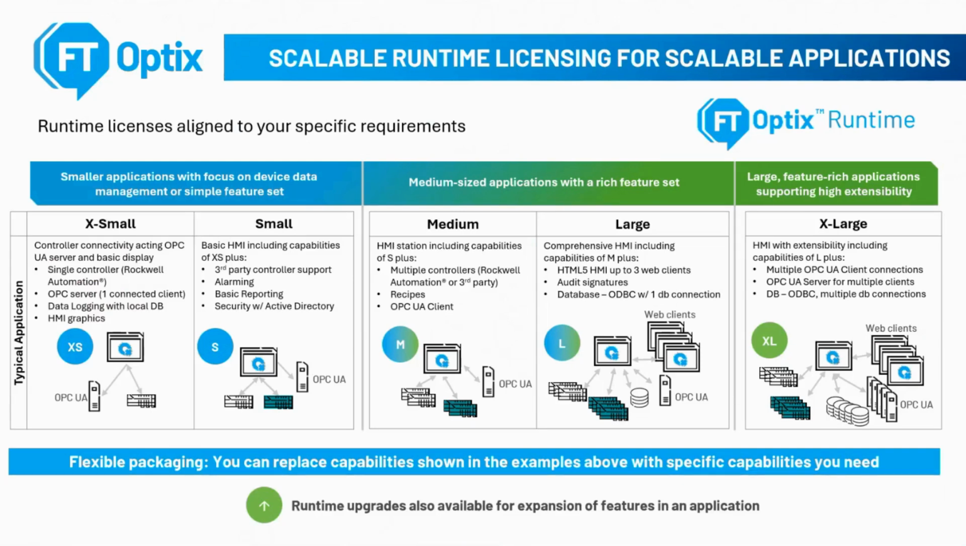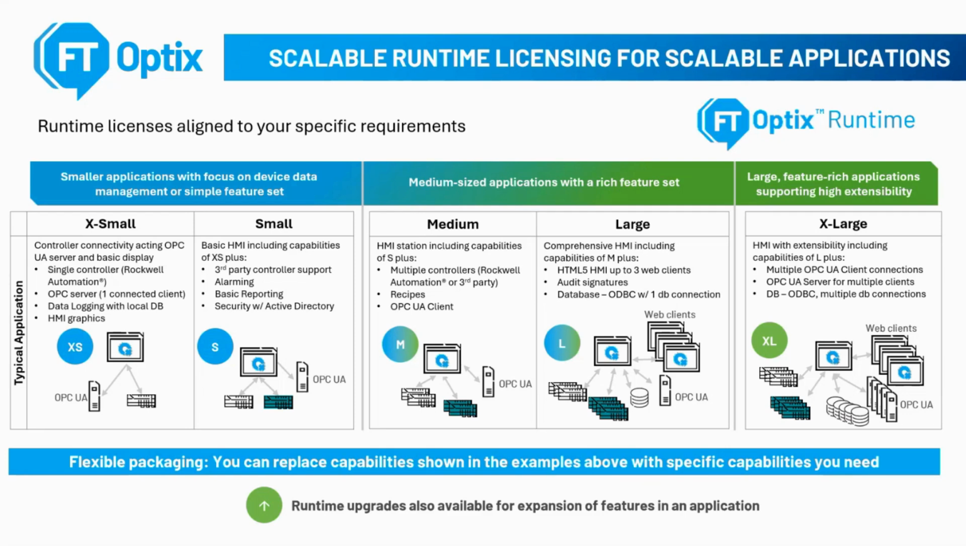And now the runtime. So the runtime is what's required to run Optix on a piece of hardware. And Rockwell wanted this to be very scalable and very flexible. So you see there's different tiers, and the tier that you would select depends on the size of your application, right? What features are you using, how many tokens will be associated with your application. So tokens are like a measure of the size of your application, and from there we can pick out the correct runtime license.